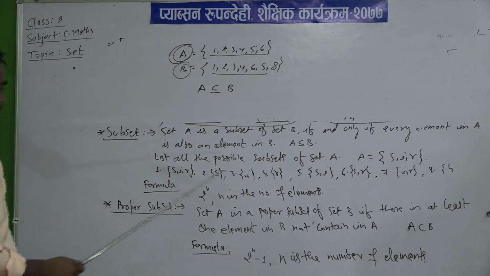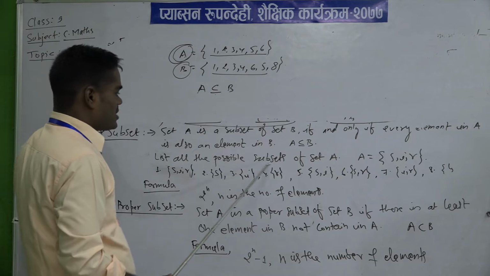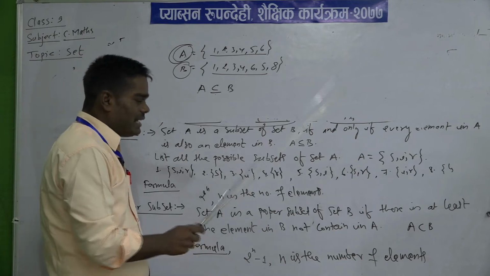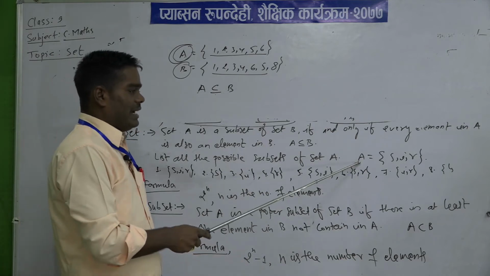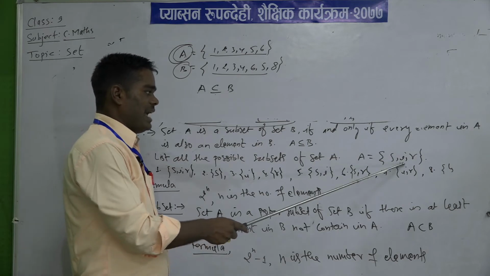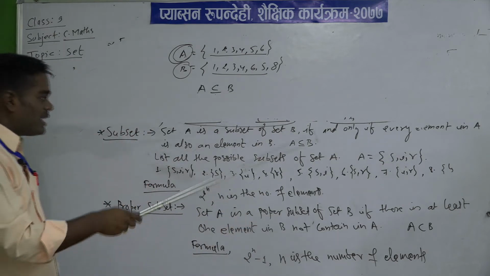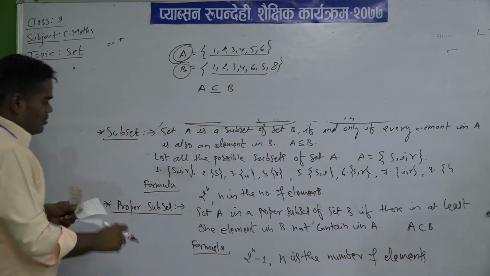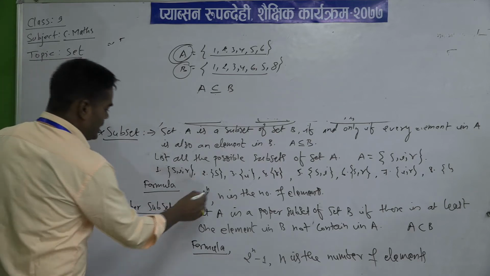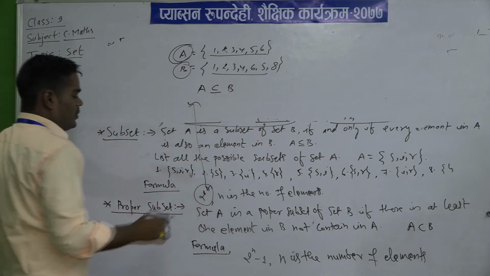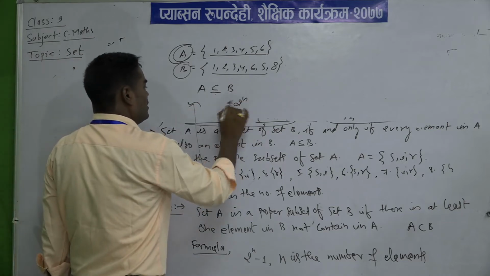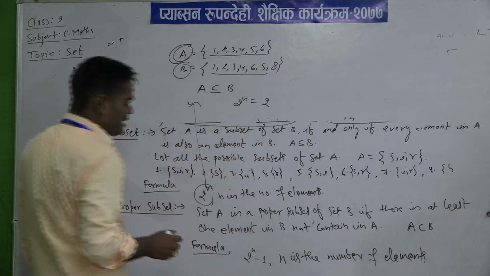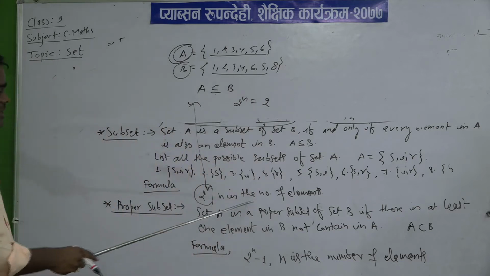here is some formula. I have written: list all the possible subsets of set A. I have taken one example, A, and it has the elements S, I, R. Understand? So, what are the possible subsets of this? We can find the possible subsets with the formula I have written here: 2 power n. 2 means 2, and n is the number of elements of set A.